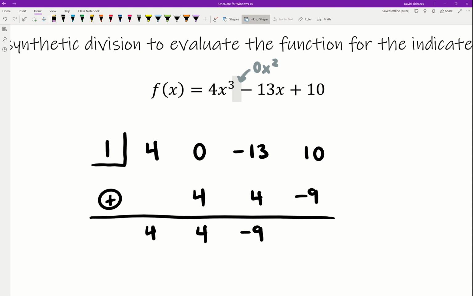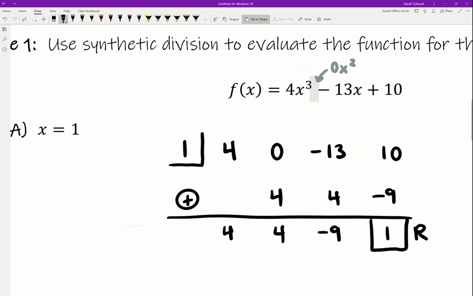Okay, actually that is going to give you a positive 1. There we go. So we see here that we end up with a remainder of 1. Remember, that was always the final number in synthetic division, and then the numbers that come before those would be the coefficients and constant of your quotient, so the answer to your division problem.